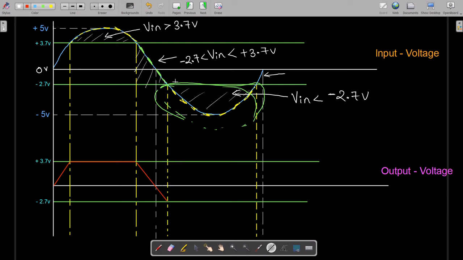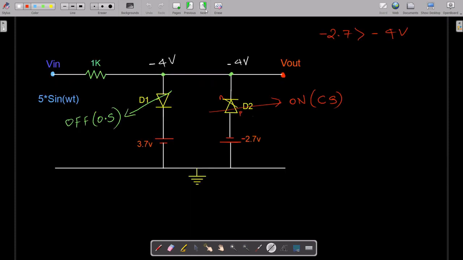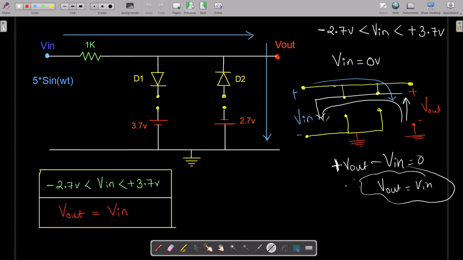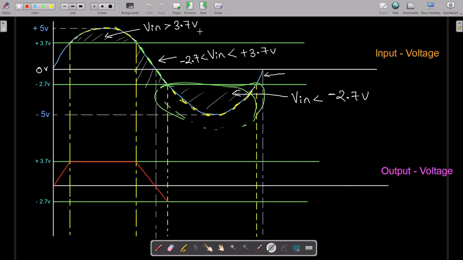And then if you could see very clearly, we are dealing with this particular part. That means when V in is less than minus 2.7 volts. So for that particular condition, we are getting V out as minus 2.7 volts. So we'll complete this particular graph. We end up getting this minus 2.7 volts, something like this. And then again it is less than that, so we'll draw this particular line something like this.